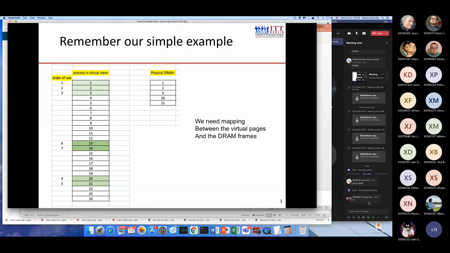Question mark, 7. Yes, Andre is correct. There were 7 page faults. So every time we have to bring something in from virtual memory into DRAM, it's a page fault. So it's not that there were 2 page faults. There were actually 7 because there was nothing in those 5 slots when we started. So there was 1, 2, 3. Then we brought in 20, 21. That's 5. Then we brought in 13 and 14. That's 7. And we threw out 20 and 21. So there were 7 page faults there.